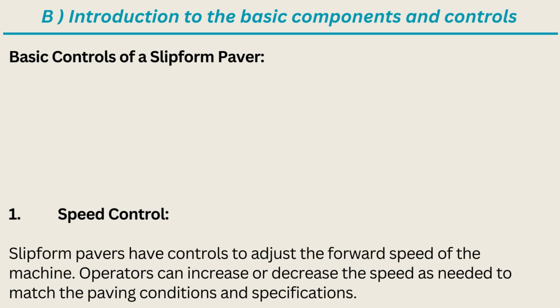Basic controls of a slipform paver. 1. Speed control. Slipform pavers have controls to adjust the forward speed of the machine. Operators can increase or decrease the speed as needed to match the paving conditions and specifications.